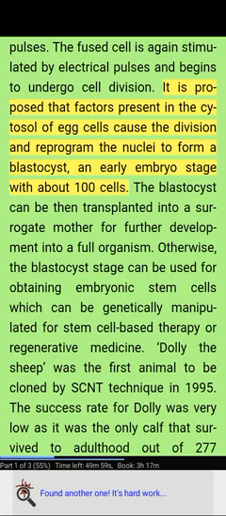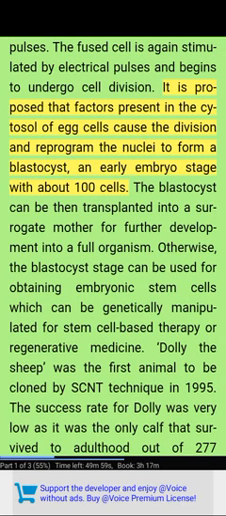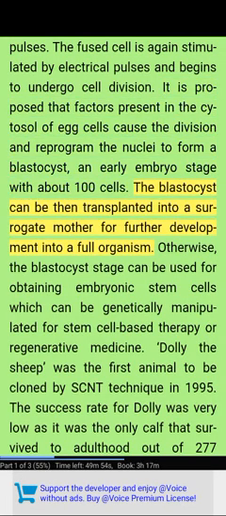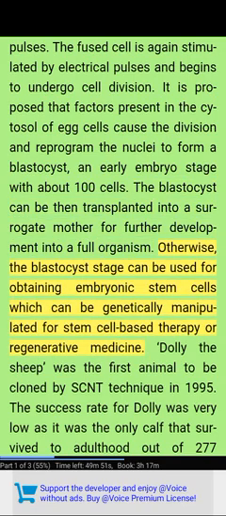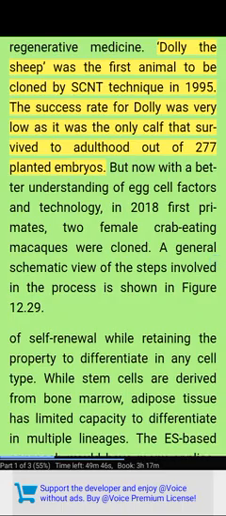It is proposed that factors present in the cytosol of egg cells cause the division and reprogram the nuclei to form a blastocyst, an early embryo stage with about 100 cells. The blastocyst can then be transplanted into a surrogate mother for further development into a full organism. Otherwise, the blastocyst stage can be used for obtaining embryonic stem cells which can be genetically manipulated for stem cell-based therapy or regenerative medicine. Dolly the sheep was the first animal to be cloned by the SCNT technique in 1996. The success rate for Dolly was very low, as she was the only lamb that survived to adulthood out of 277 implanted embryos.